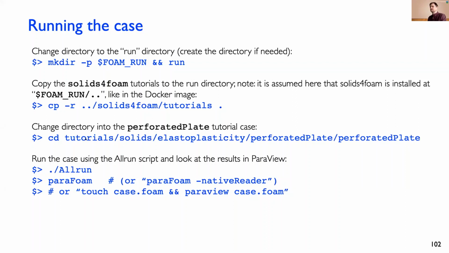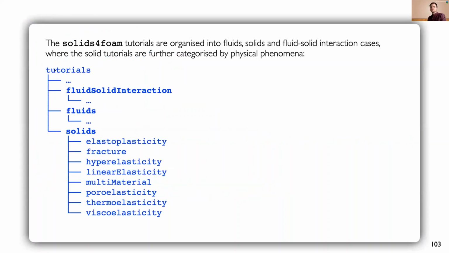Then cd into tutorials, solids, elastoplasticity, perforatedPlate, and there's an Allrun script. We'll run it and look at the results. Before I do that, the structure of the tutorials in Solids4foam: there are 3 directories: fluid-solid interaction, fluids and solids. So hopefully it should be intuitive what is in each of those directories. The solids are not broken down by solver. Remember, there's only one solver, Solids4foam, but instead they're broken down by physical phenomena. So if we look at solids first, we have elastoplasticity, fracture, large strain elasticity, linear elasticity, multi-materials, pore elasticity, thermoelasticity, viscoelasticity.